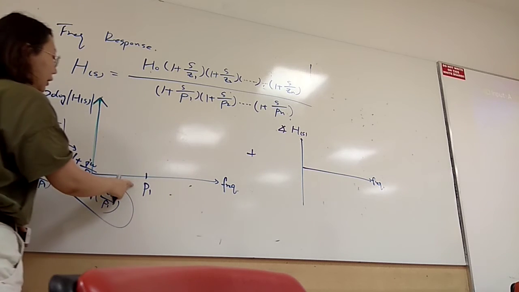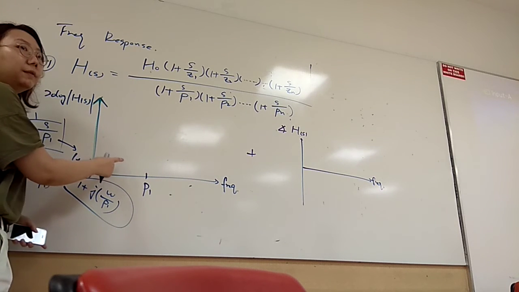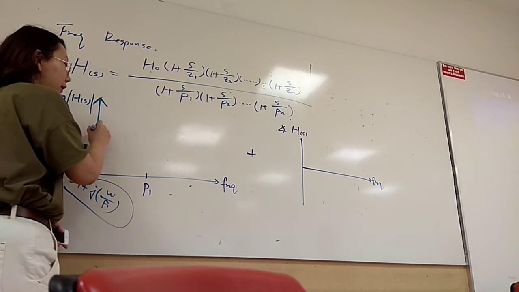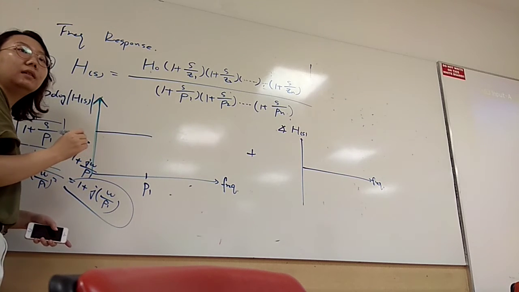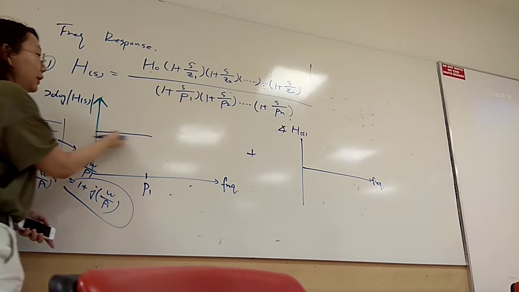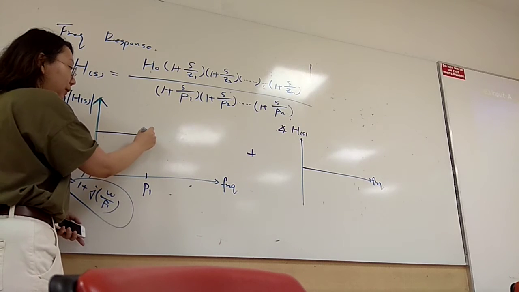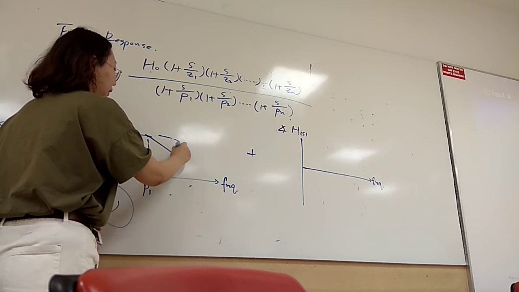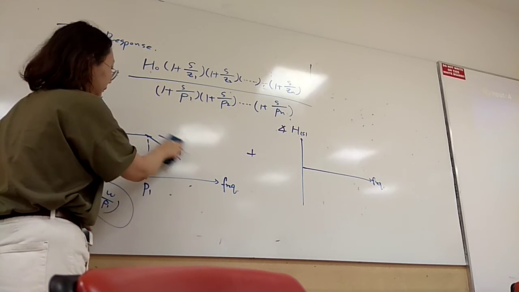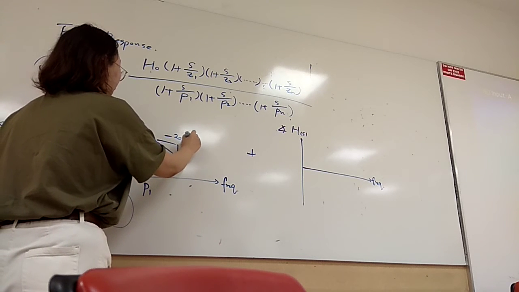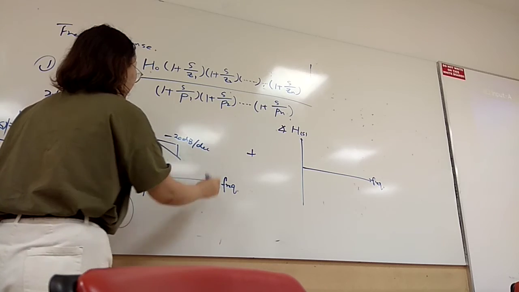Okay? So how about before this pole? Before this pole means my system hasn't encountered any pole or zero. So you will just keep a constant gain. The gain will be constant because it never hit any poles or zeros. So the gain will just stay there until it hits this pole. Then it will start to drop. And this slope is minus 20 dB per decade.